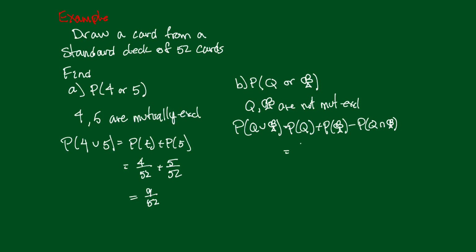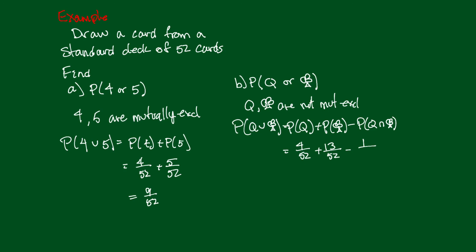There are 4 queens in the deck, so 4 out of 52. Plus, every suit has 13 cards, so there are 13 clubs out of 52. Minus, there's only 1 queen of clubs. So we get 4 plus 13 minus 1 over 52. So we get 16 over 52.